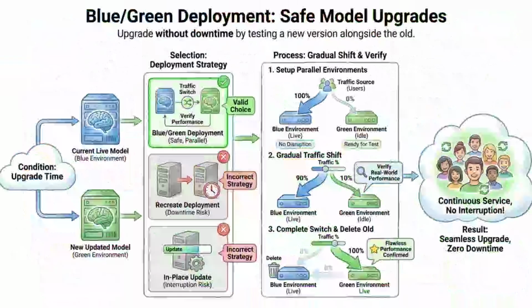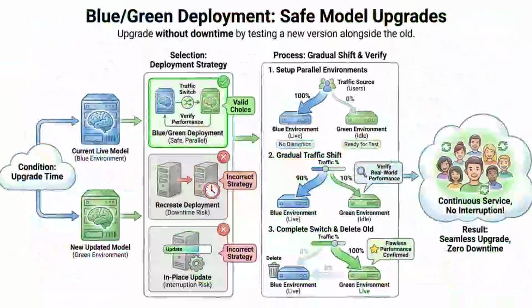When it is time to upgrade an existing production model with a brand new version, you must avoid any sudden downtime that could disrupt your customers, which is why we use safe deployment strategies like blue-green deployments. In a blue-green deployment, your current live model is the blue environment, and your newly updated model is deployed onto a separate, identical green environment.